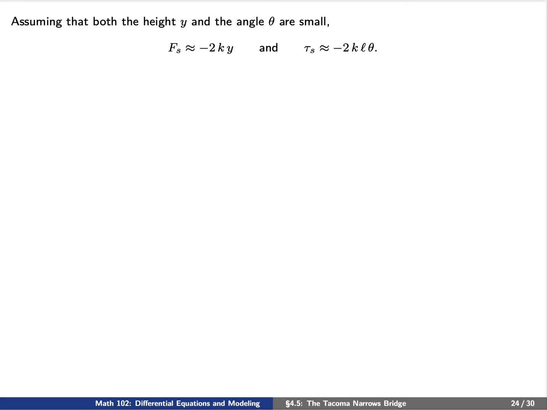Now, these last two cases, in terms of the restoring force for the suspension cables, is a little bit complicated. So here's where we'll make our assumption that both the height y and the angle theta are small. If this is the case, then the force due to restoring is approximately negative 2 times 2k times y, and the restoring torque is approximately equal to negative 2 times k times L times theta.